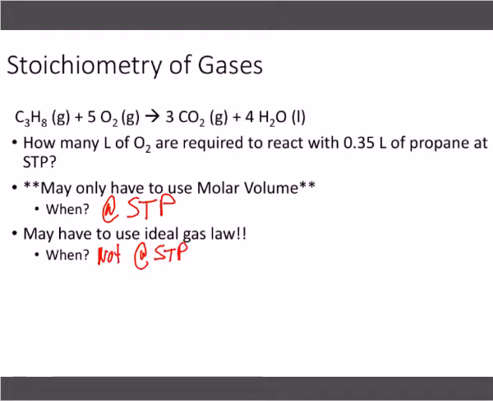So when we're at STP, we can use molar volume. When we're not at STP, we have to use the ideal gas law. What are we at here? STP. So what can we use? Molar volume. That's just a T-chart conversion. Now, let's say you forget about that. You can always use the ideal gas law. It's a little bit more work because you've got to plug into the equation and solve for it instead of just doing a T-chart conversion, but it will always get you to the same answer.